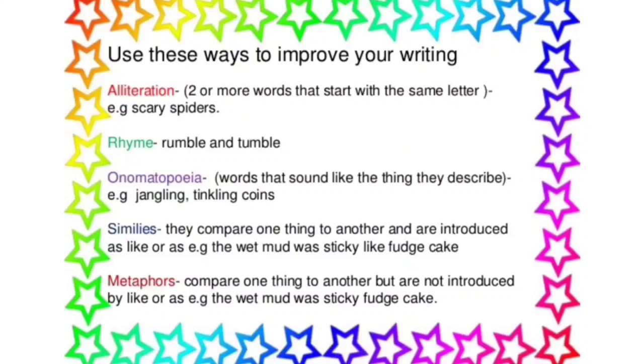Similes compare one thing to another and are introduced by like or as. Example, the wet mud was sticky like fudge cake. Metaphors compare one thing to another but are not introduced by like or as. For example, the wet mud was sticky fudge cake. Here we need to add why we use some literary devices? It makes the story very interesting.